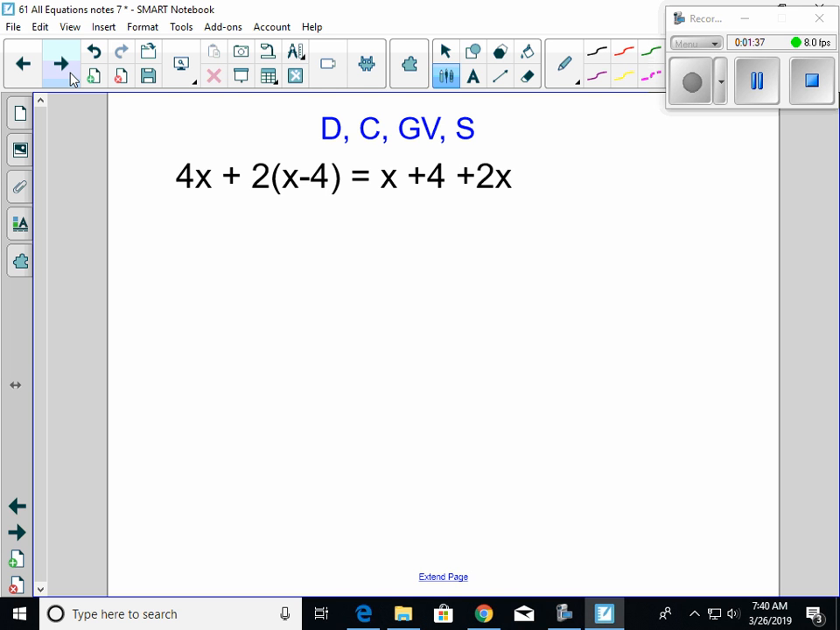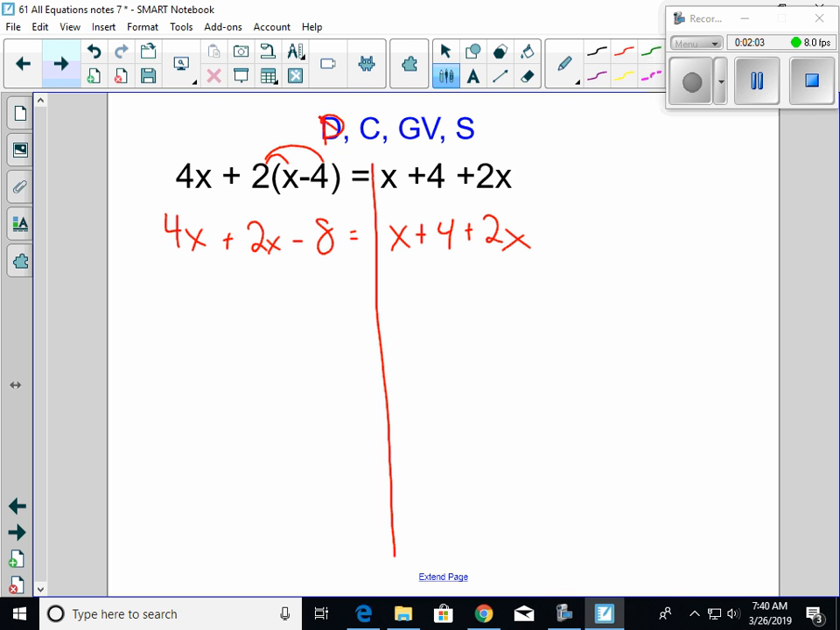All right, so let's write these letters down. The first thing you want to look for is distribute. So now this is the equation that you've been working for so long to get up to. Okay, if I have parentheses, I can distribute. So my first step is to distribute that 2. 2 times x is 2x. 2 times negative 4 is negative 8. Okay, I can check that off my list.